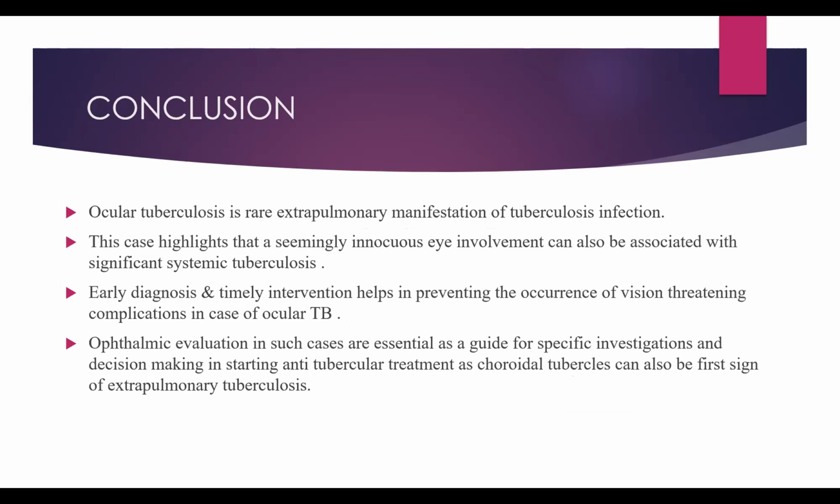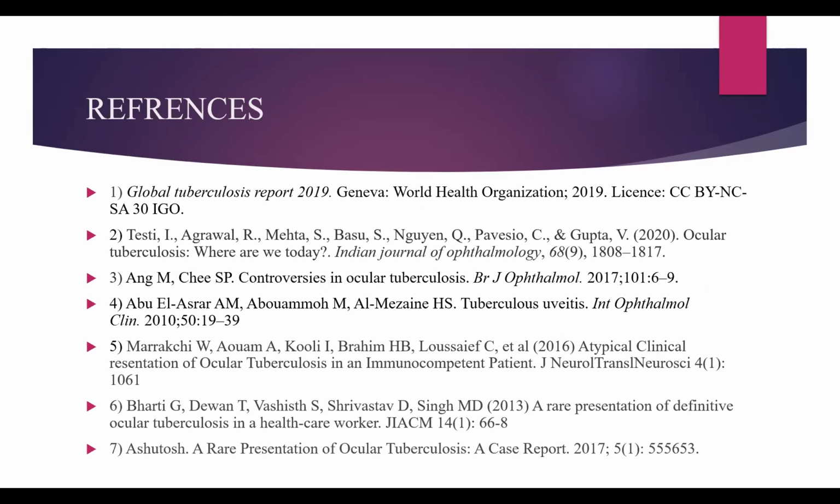To conclude, it is a rare extrapulmonary manifestation of tuberculosis infection. This case highlights that a seemingly innocuous eye involvement can also be associated with significant systemic tuberculosis. Early diagnosis and timely intervention help in preventing the occurrence of vision-threatening complications in ocular TB. Ophthalmic evaluation in such cases is essential as a guide for specific investigations and decision-making in starting anti-tubercular treatment, as choroidal tubercles can also be the first sign of extrapulmonary tuberculosis. These are my references. Thank you.